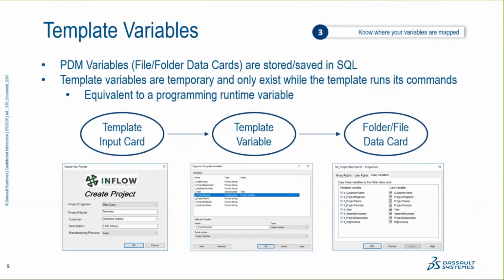So what we're going to do is take those values from the input card, we're going to copy them to a template variable, and then if we want to place them on the folder properties of the new folders being created, we need to copy them from the template variable to the new folders or files.